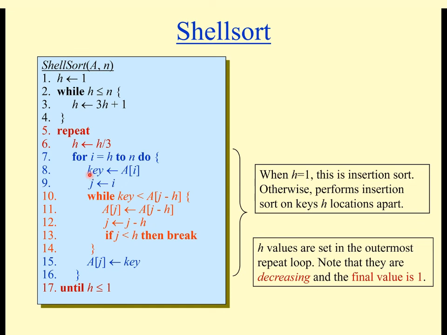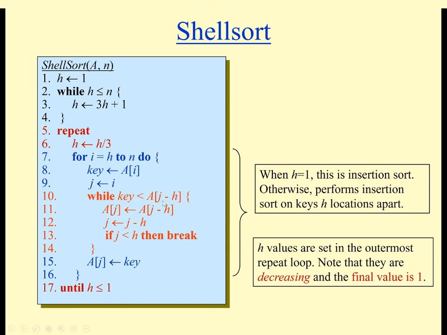So we first assign the key to be AI, and then J just indicates the elements. Here we do not use I minus 1. We use J because we need to use this J to calculate the next element in the subsequence. Each time we jump toward the beginning of the sequence by H. So AJ minus H.